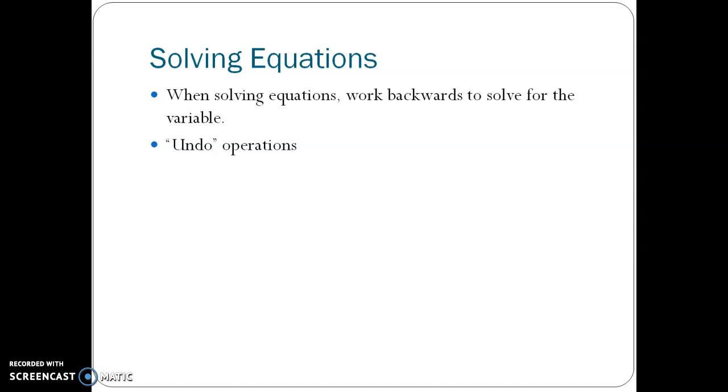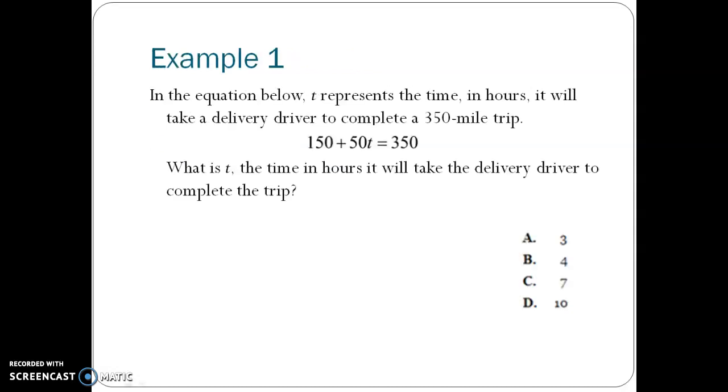All right, here's our first example. In the equation below, t represents the time t in hours it will take a delivery driver to complete a 350-mile trip. So it says 150 plus 50t equals 350. What is t, the time in hours it will take the delivery driver to complete the trip? Okay, so really we're just solving for t here. So we are solving this equation that's given to us and getting t by itself.